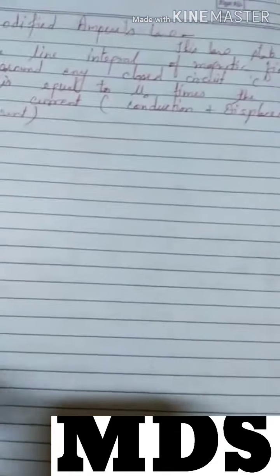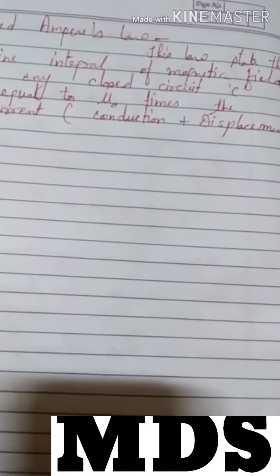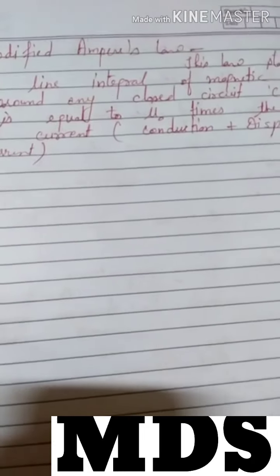Displacement current is a current which is generated between the two plates. When we keep these plates with some distance between them, a current will generate between the plates, that is known as a displacement current.